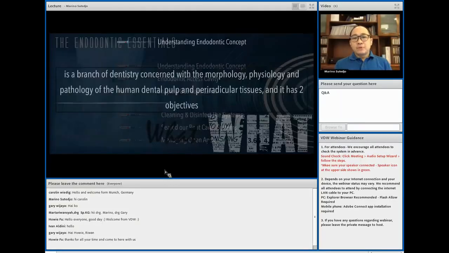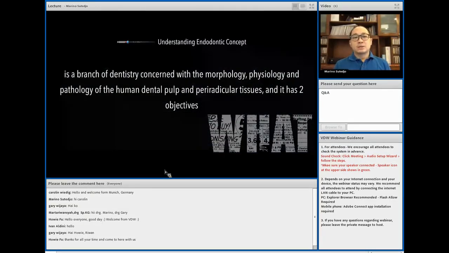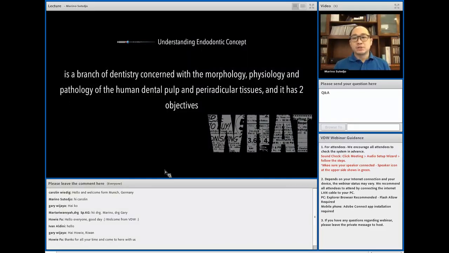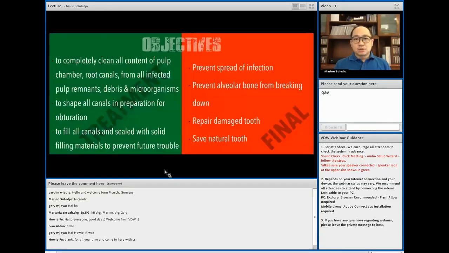So if you are talking about endodontics, I would like to understand what the definition of endodontics actually is. Endodontics is the branch of dentistry that is concerned with the morphology, physiology, and also the pathology of the human dental pulp and periapical tissue. And it has two objectives. Why is it so important that I underline the two objectives? Because endodontics will always have a treatment objective and will always have a final objective.